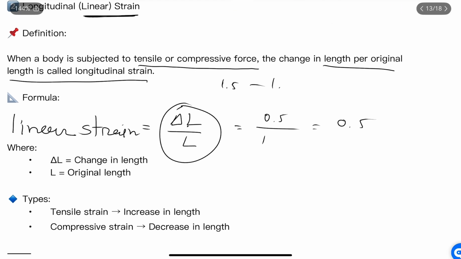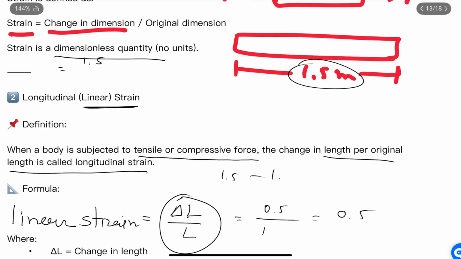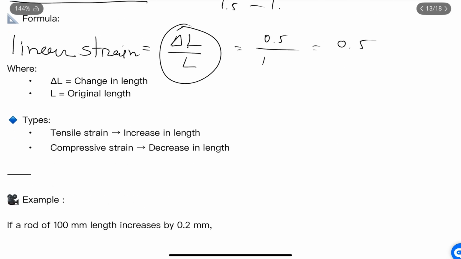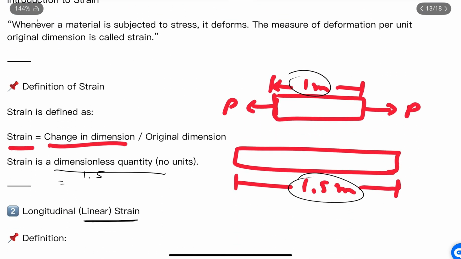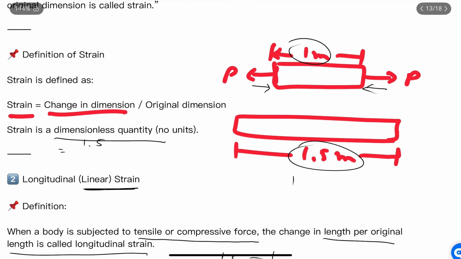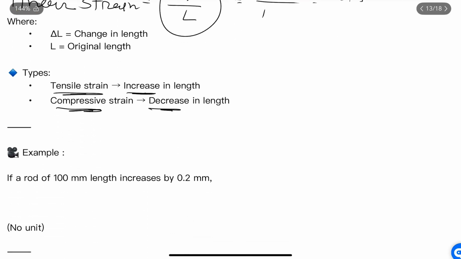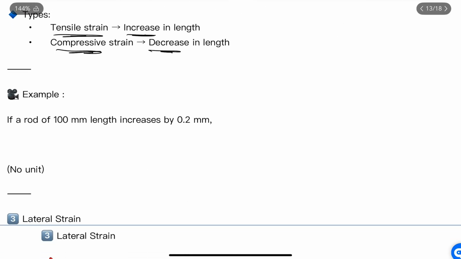So what's the equation? This equation is for that, and I give the example of the bar. So delta L is the change in length, and L is the original length. In the tensile strain, the length is increasing. But for the compressive strain, the length is decreasing, because we are applying the force on the inner side. So the bar will be like this. So it will be like 0.7 meter or something. It's not increasing.